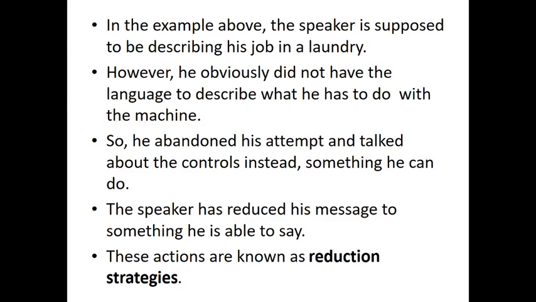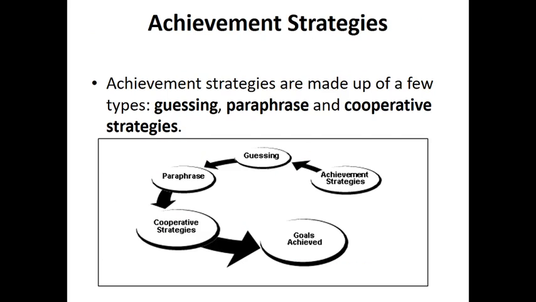Achievement means he's using alternative language to convey his message. Reduction means he uses what he knows to convey the message. So achievement strategies are guessing, paraphrasing, and cooperative strategies. Achievement strategy: guess, paraphrase, cooperative strategies, and then your goal is achieved.